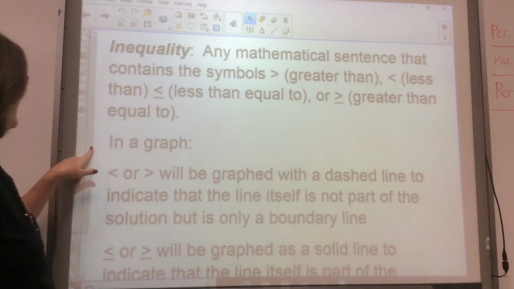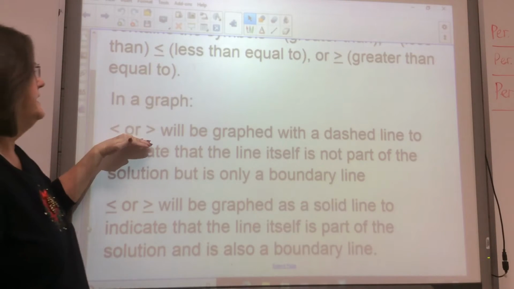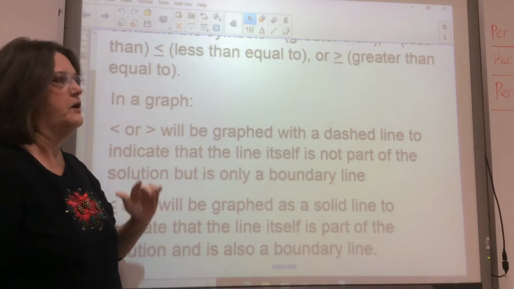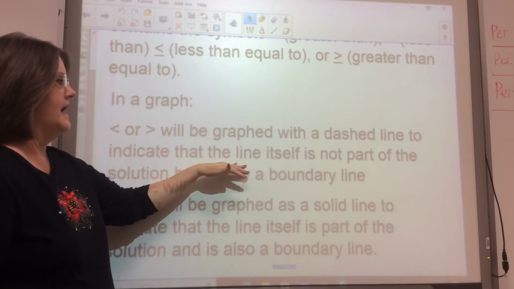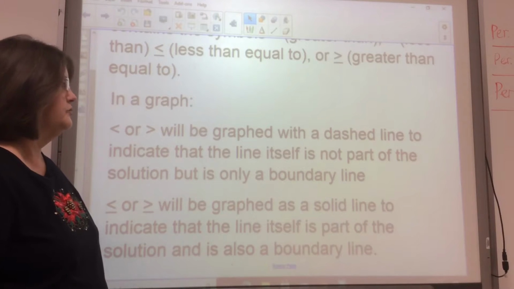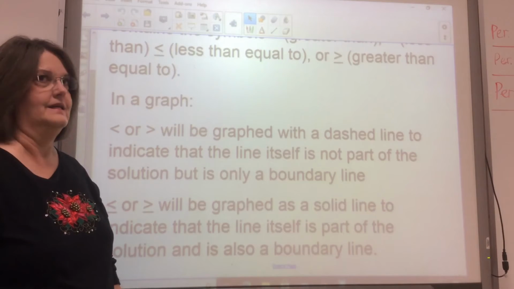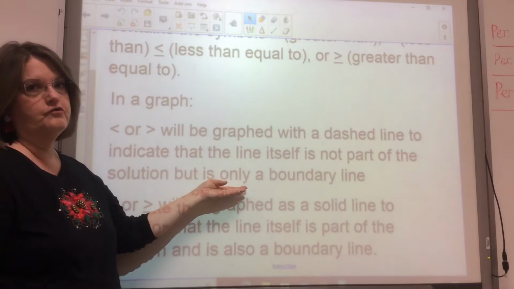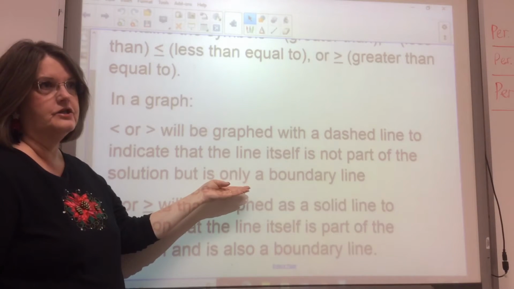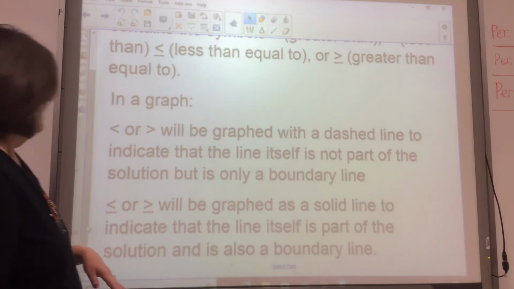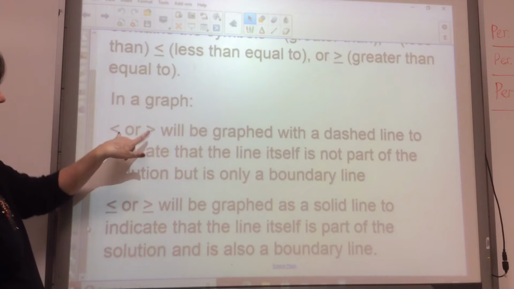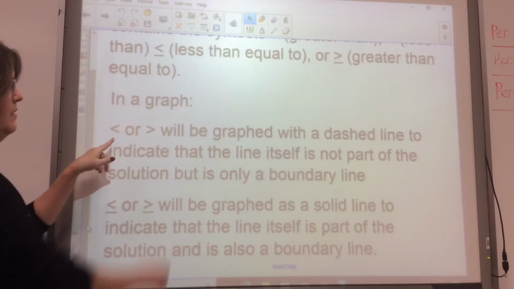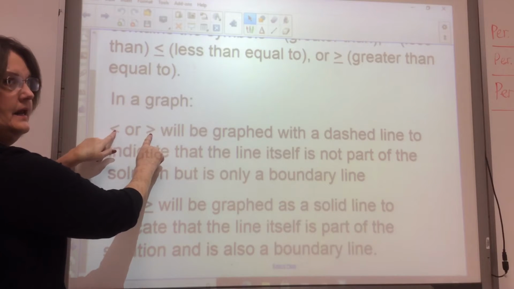In a graph, if it is less than or greater than, it will be graphed with a dashed line to indicate that the line itself is not part of the solution, but it's only a boundary line. So these lines that you draw are going to be boundary lines to the solution. And if it's dashed, again, it's not part of the solution. That's because you can't have something equal to itself. It's got to be less than or greater than.